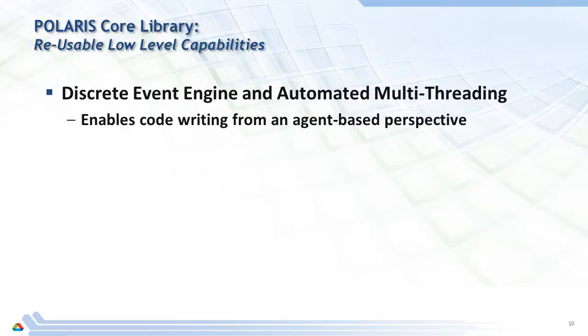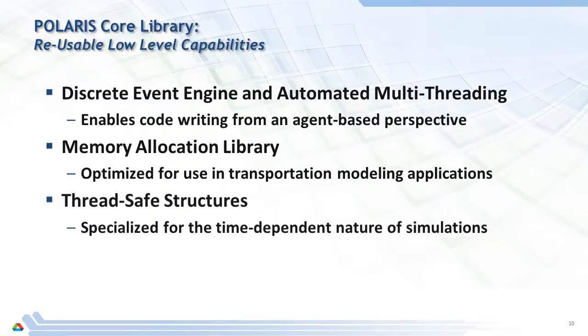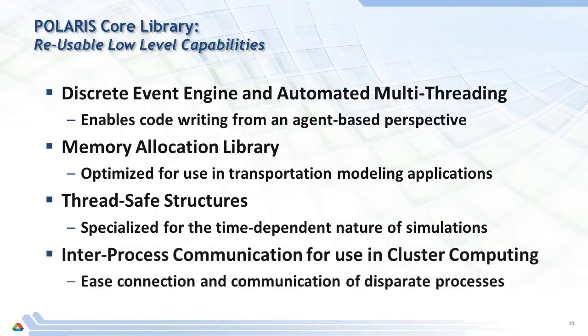The core also provides high-performance memory allocation and memory management, which are optimized for large-scale transportation modeling applications. The structures provided for creating agents are automatically instantiated in a thread-safe fashion, which is important considering the time-dependent nature of transportation simulations and the high degree of interdependence between agents. Finally, the core libraries also provide the means for handling inter-process communication over distributed processor networks, such as a cluster computing environment.